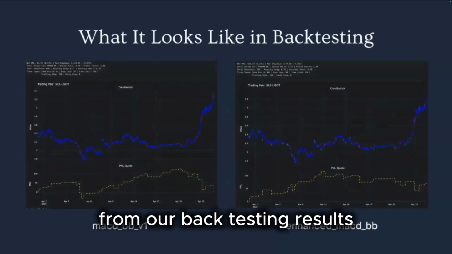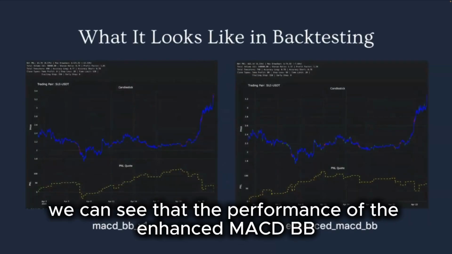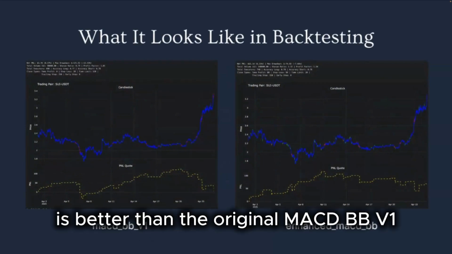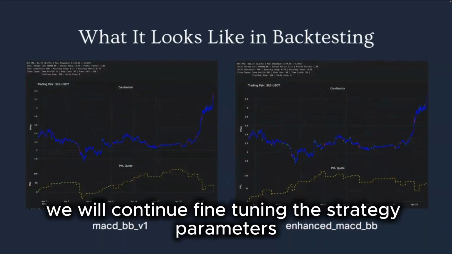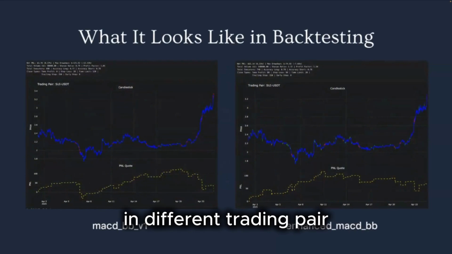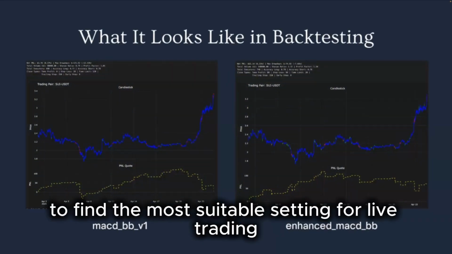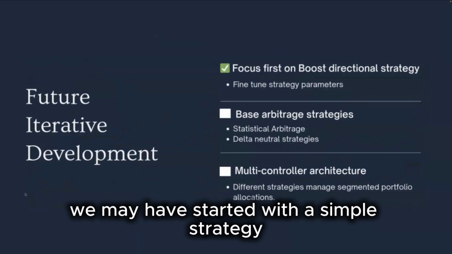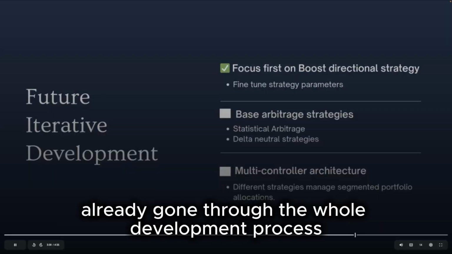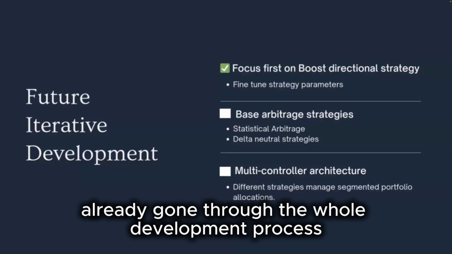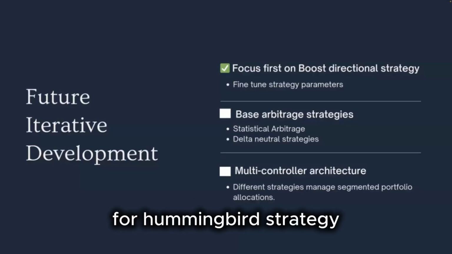From our backtesting results, we can see that the performance of the enhanced MACD-BB is better than the original MACD-BB V1. We will continue fine-tuning the strategy parameters in different trading pairs to find the most suitable setting for live trading. We may have started with a simple strategy, but we have already gone through the whole development process for a Hummingbot strategy.